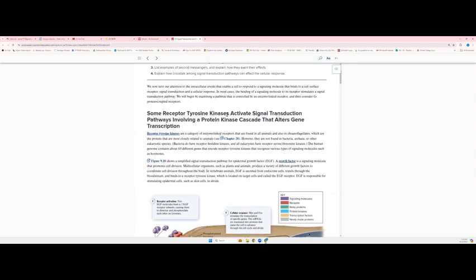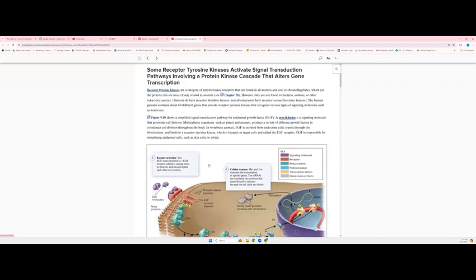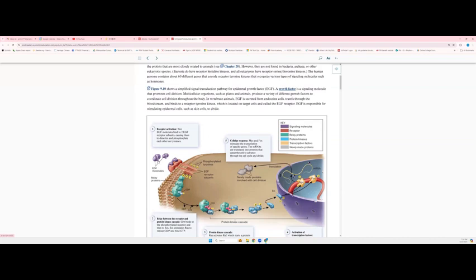So for example, we're going to talk about tyrosine kinase. This is one type of receptor. After ligand binding to this kinase, it will activate the signal transduction pathway, and then this protein kinase can alter the gene transcription. So this is how it works. This is a ligand. It's called the EGF molecule, right? This is a ligand, and it binds to this kind of receptor.